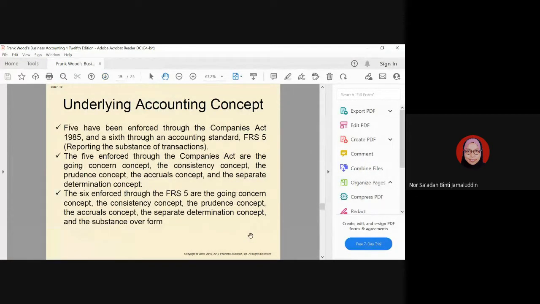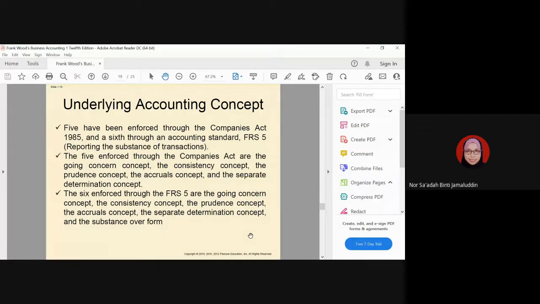But under the Companies Act, the Companies Act enforces 5 accounting concepts, compared to FRS 5 that enforces 6 accounting concepts. Usually the question asks you to list all the accounting concepts enforced under the Companies Act, and also the accounting concepts enforced under FRS 5. So you should know all the accounting concepts considered under the Companies Act, and also those under FRS 5.